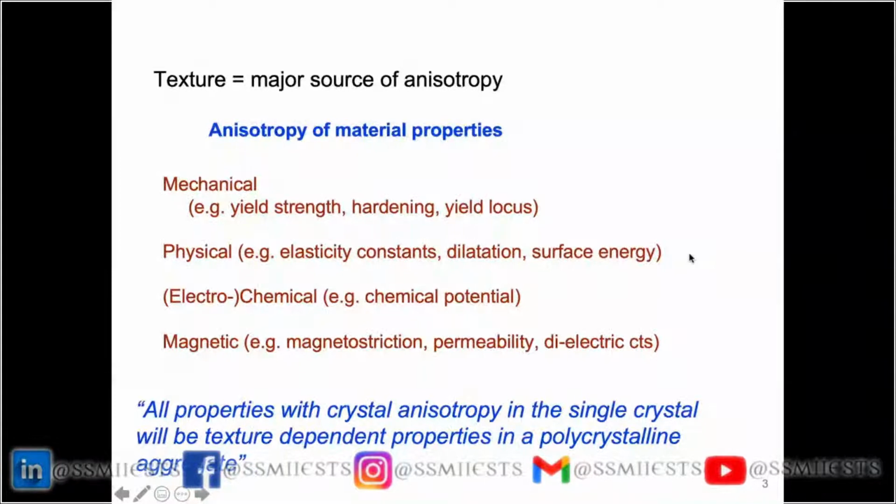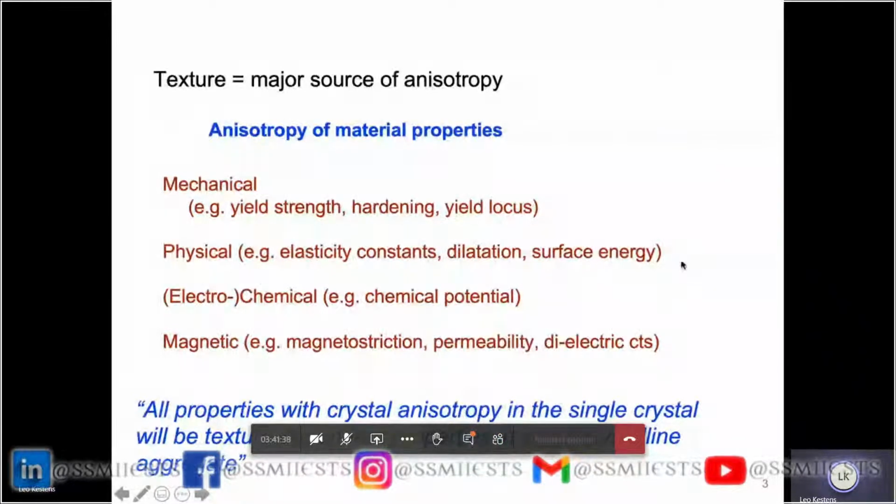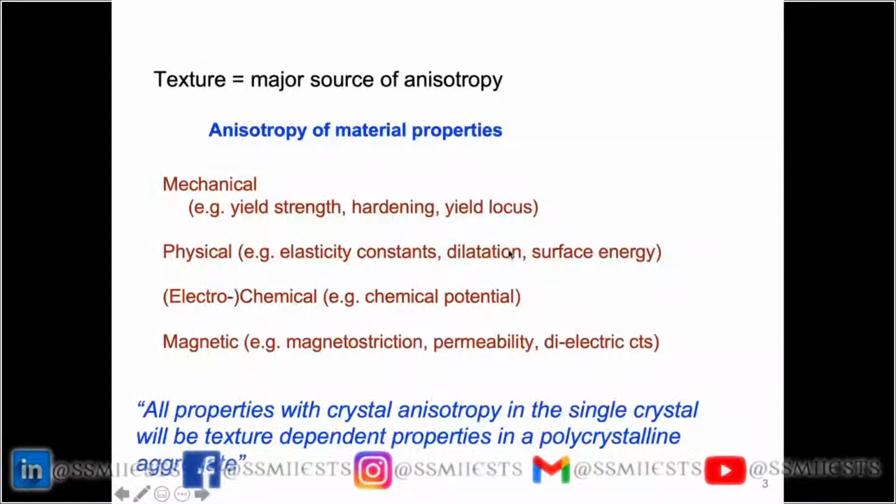So many properties of materials are anisotropic, not only the mechanical properties such as yield strength, hardening, or yield locus, but also a wide range of physical properties like elasticity constants, thermal dilatation, surface energy, chemical or electrochemical properties, and magnetic properties. So all this can be a subject of study in texture-dependent phenomena. This is one aspect.